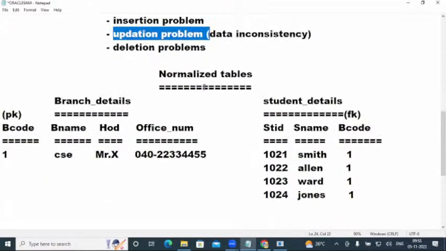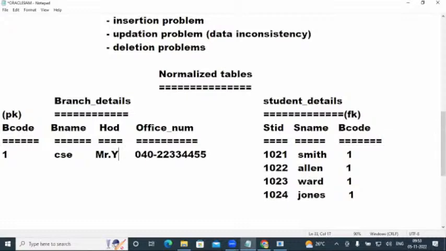Now, my HOD has left the college. Again, management will appoint a new HOD, and I want to update the new HOD's name. Update means, here, how many rows are there? A single row. Can I do it like this?